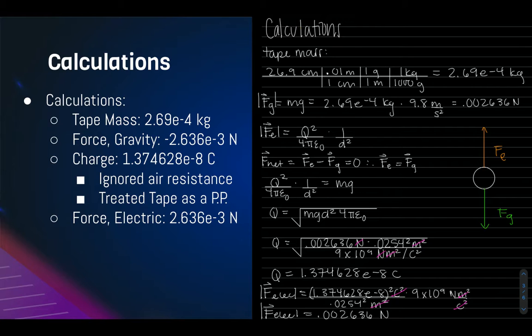Here are my calculations that I mentioned. Notice that the force of gravity and the electric force are within the same magnitude, which makes sense since the net force on the tape is zero. And when I was calculating the charge, I used Coulomb's law and rearranged it and set it equal to the gravitational force to find the charge. And I ignored air resistance and treated the tape as a point particle.